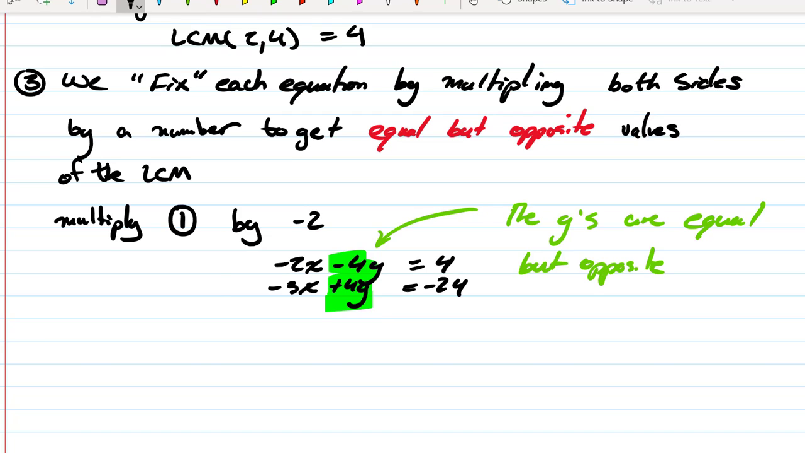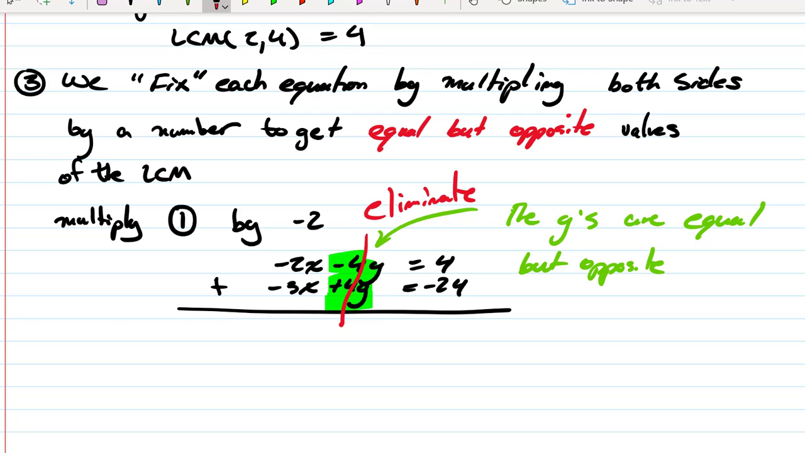So now if I add these two equations together, they eliminate when added. And then I have -2x plus -3x is -5x. And 4 plus -24 gives me -20. And I solve for x, divide by -5, and that gives me x is equal to 4.